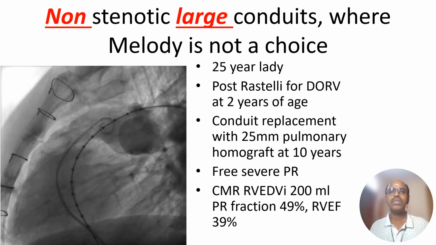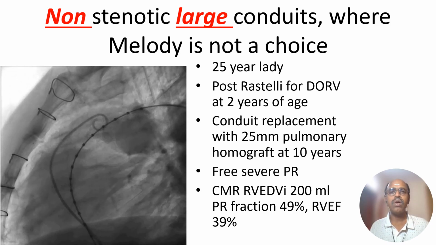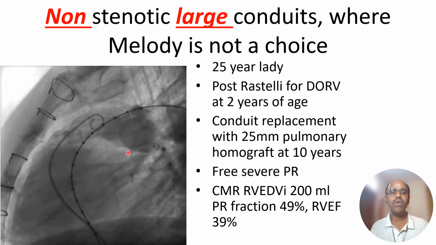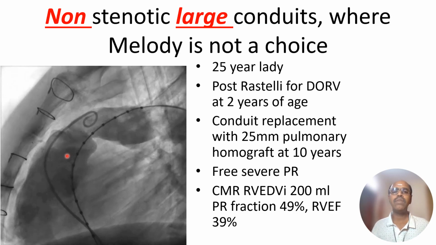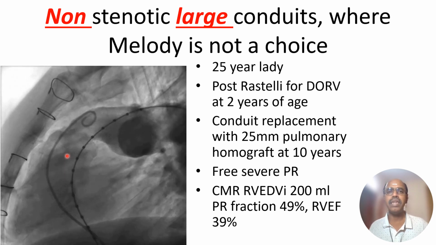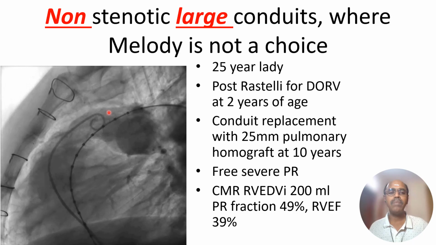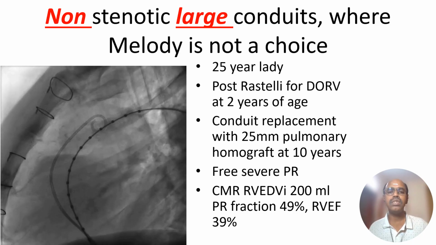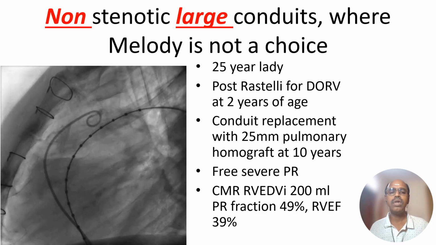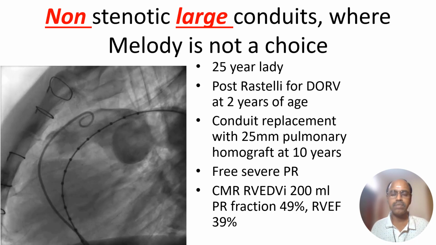Non-stenotic large conduits. Rarely, conduits sometimes may not be stenotic at all. They'll be very large and completely regurgitant. A 25-year-old lady post-repair for PAVSD at 2 years of age subsequently gets a 25 millimeter pulmonary homograft at 10 years of age. So 15 years later, this pulmonary homograft is not stenosed. It's just severely regurgitant with very large right ventricular volumes and very significantly increased pulmonary regurgitation fraction.